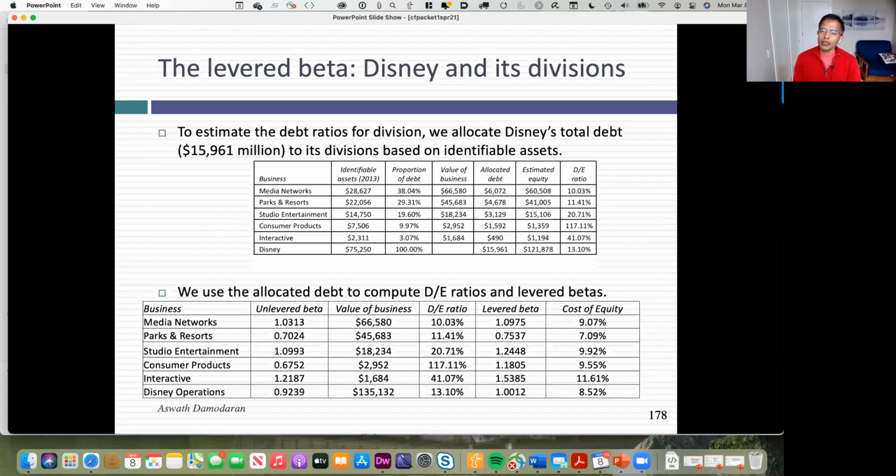Intuitively, that makes sense to me. You walk into Disney, yeah, go ahead. Isn't the high 1.5 for the interactive business? Oh, I'm sorry, you're right, 1.5, I missed that. The highest is actually the gaming business. And that makes sense to me.